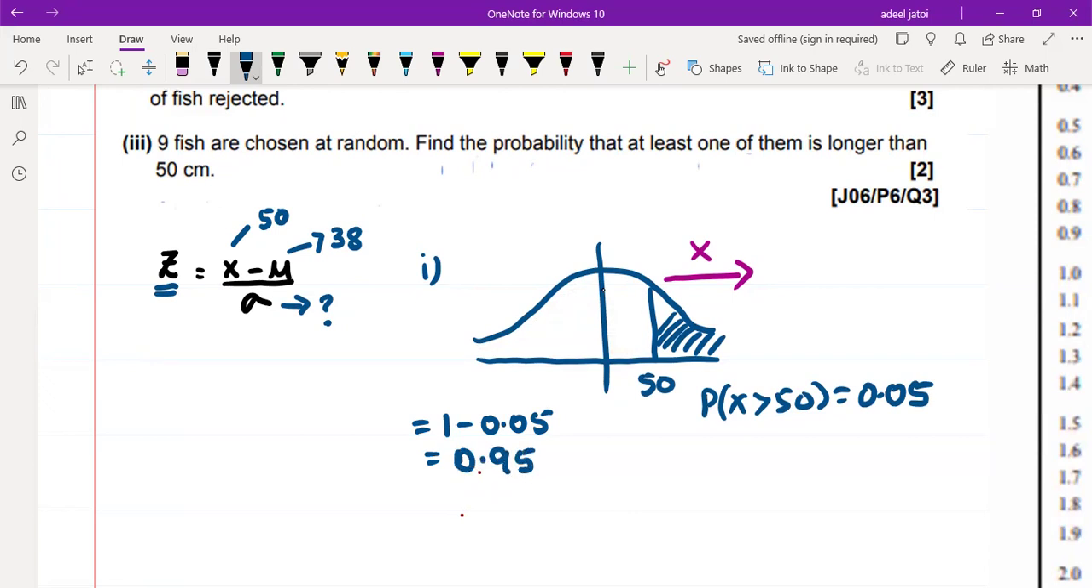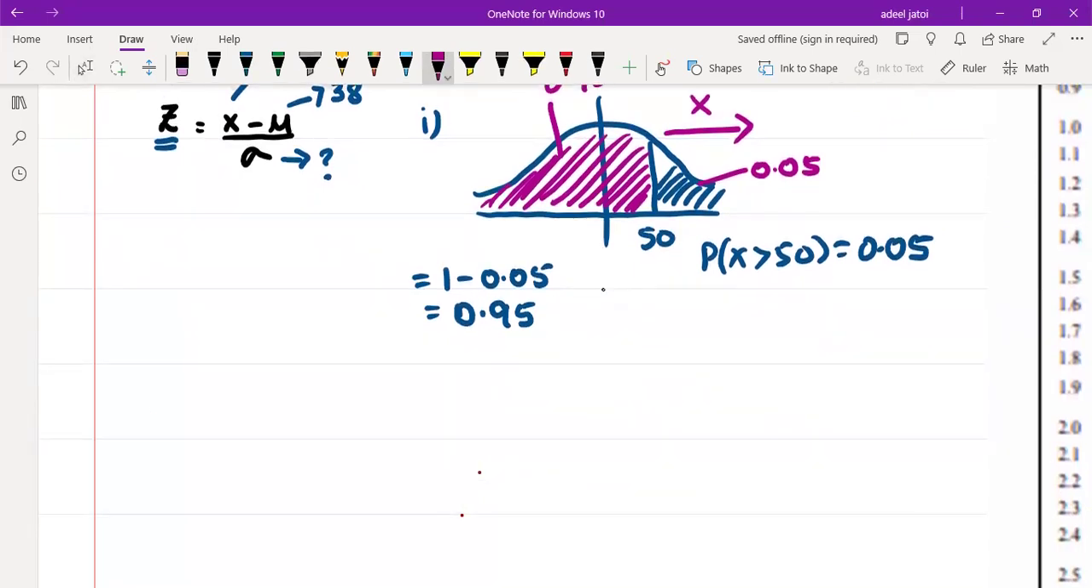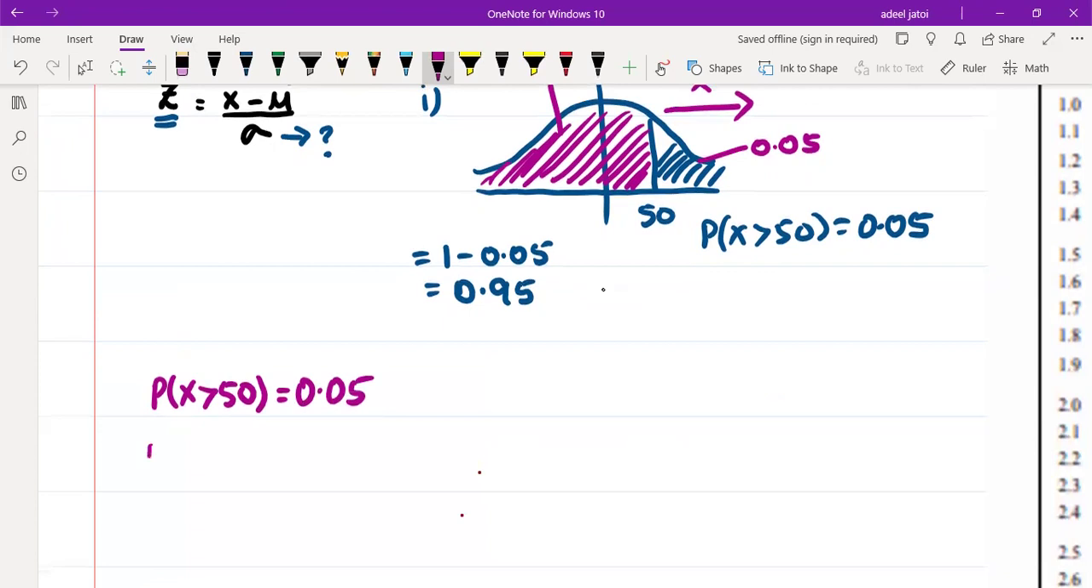This will be 0.95. That means the probability of the entire left hand side is 0.95, where the probability was 0.05 for the right hand side. Now, we already know that the probability x greater than 50 is 0.05, but this is useless. So we know one more thing, the probability that x is less than 50 will be 0.95.